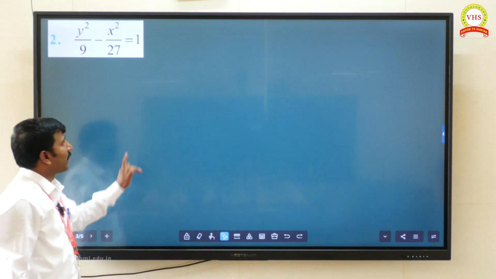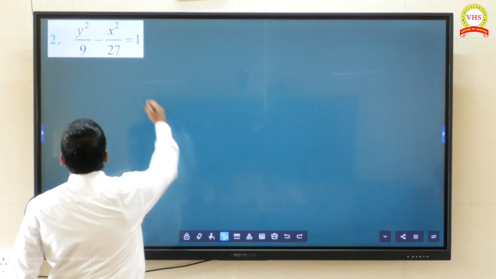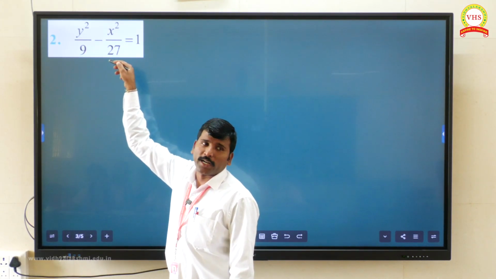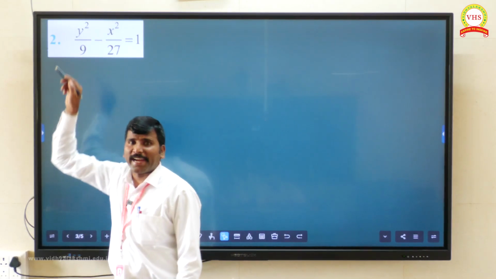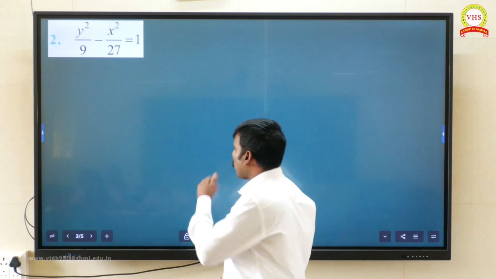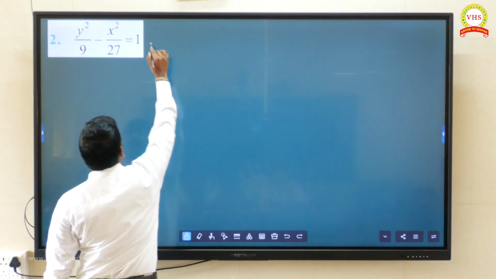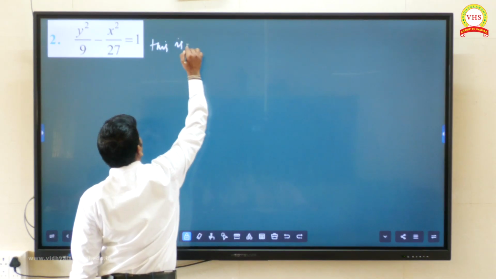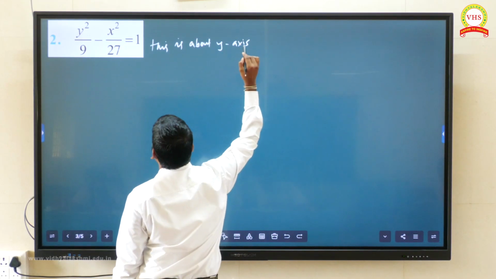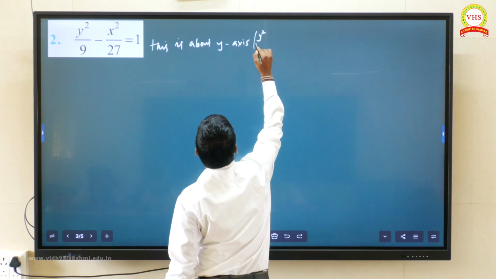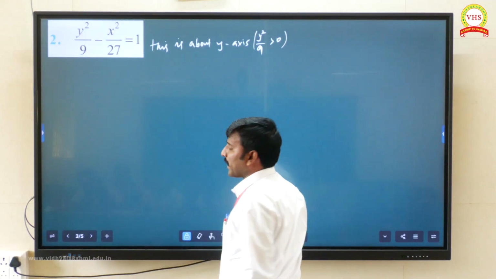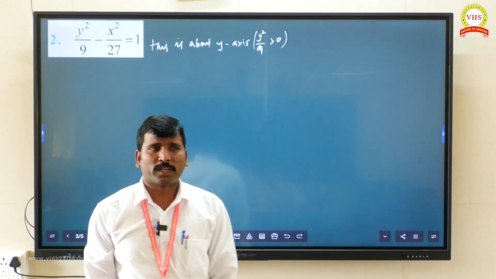Now we are going to question number 2. Question number 2 is y square by 9 minus x square by 27 equal to 1. See here, y square by 9 is positive. Have you noticed it, children? Very good. So this is about the y axis. The reason is y square by 9 is greater than 0, so it's about the y-axis.